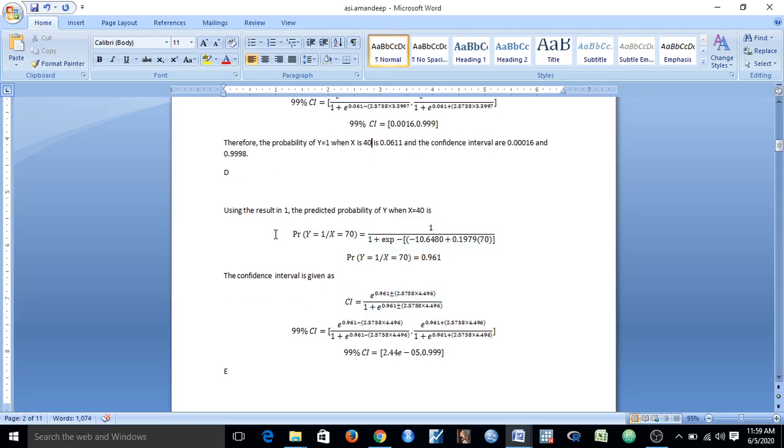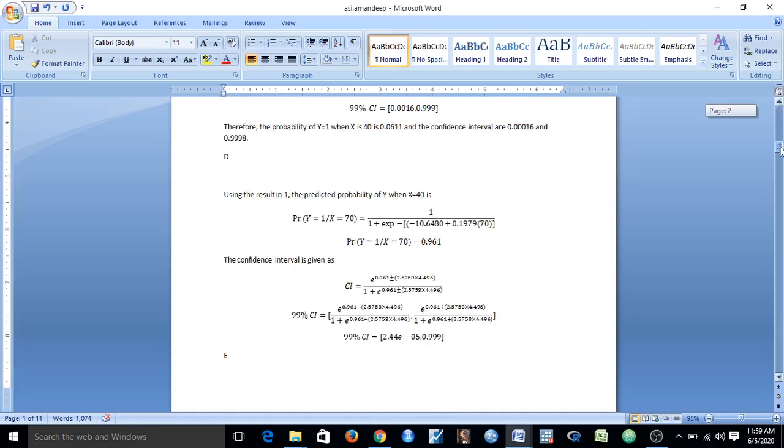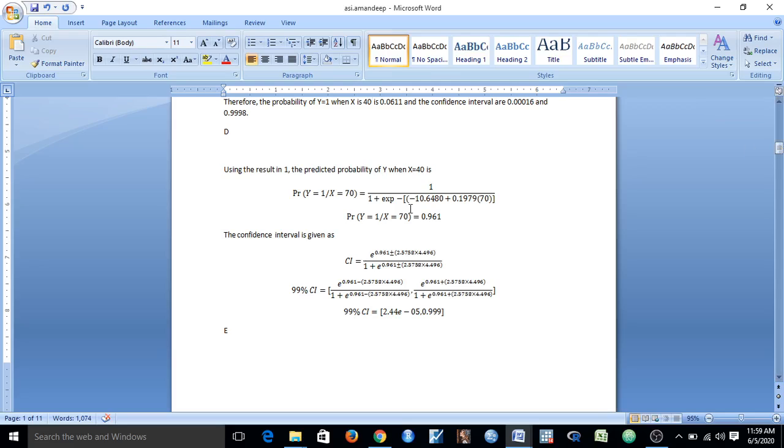So we see that using our formula, we just have to substitute 70 for x here. So we substitute 70 for x here. So we have 1 over 1 plus exponential of 10.648 minus 0.1971 times 70. Then we have the probability of y equals to 1 given x equals to 70, which is 0.961. Then that's the point estimate.